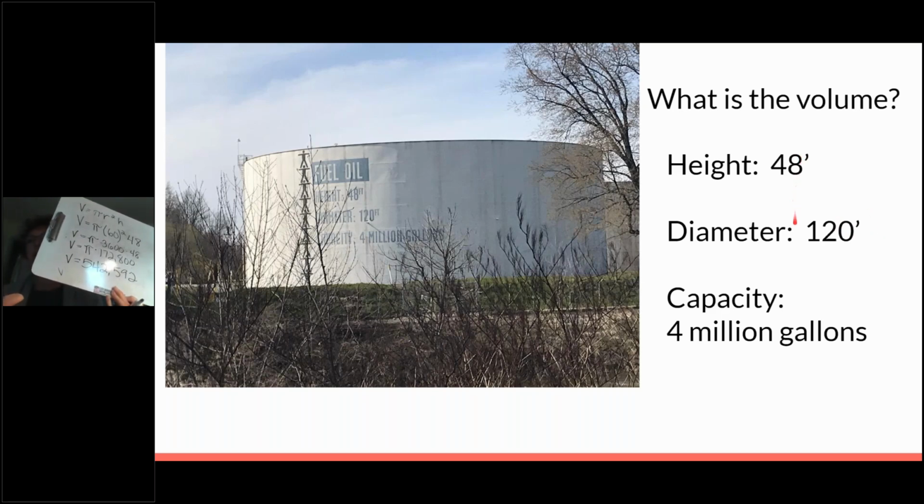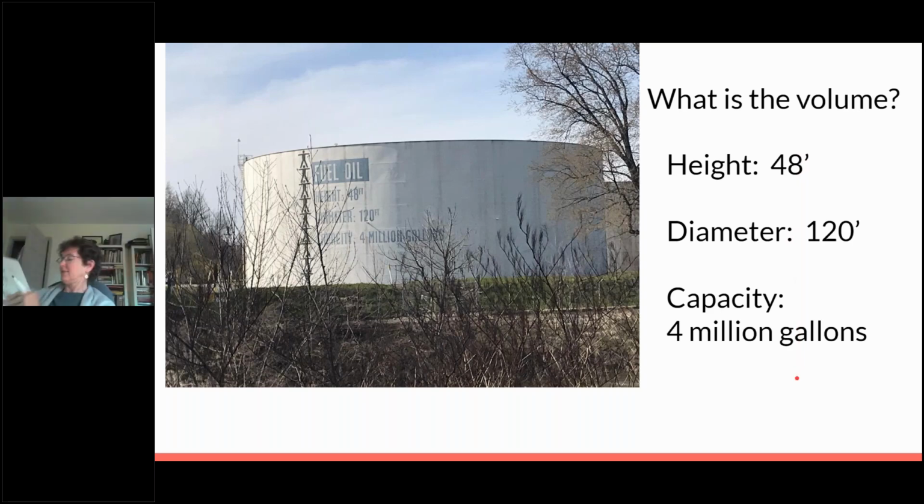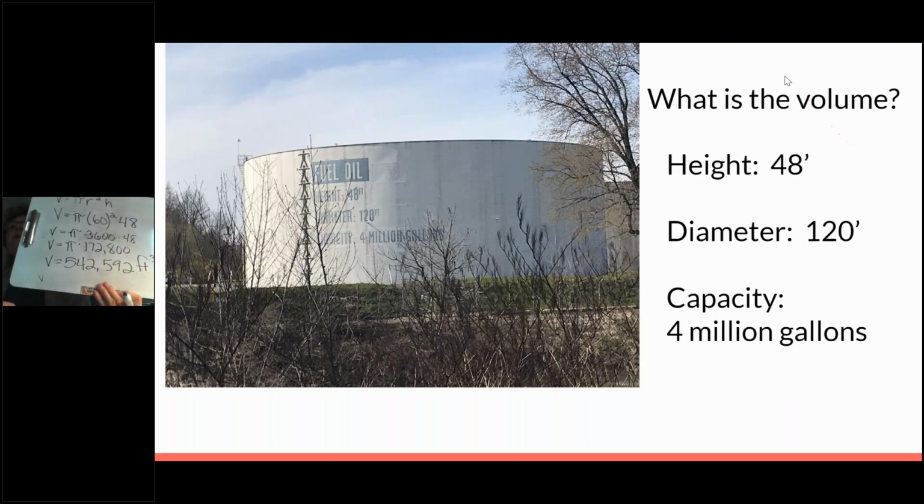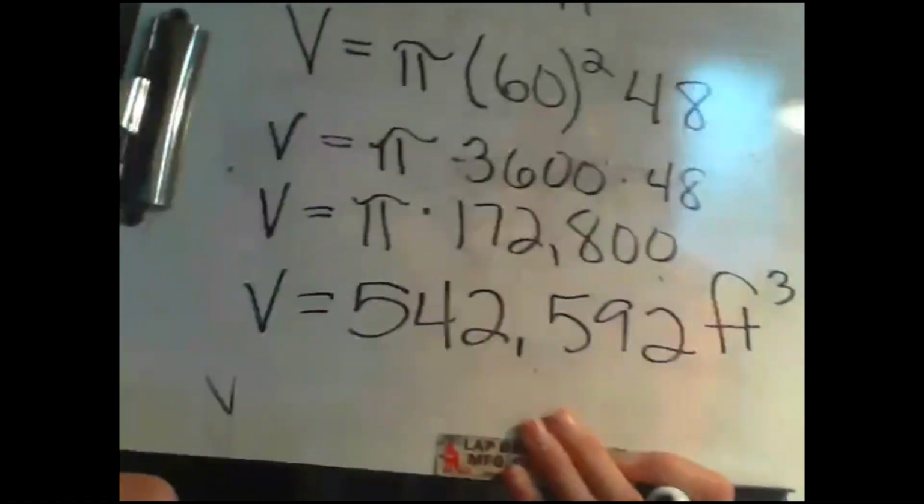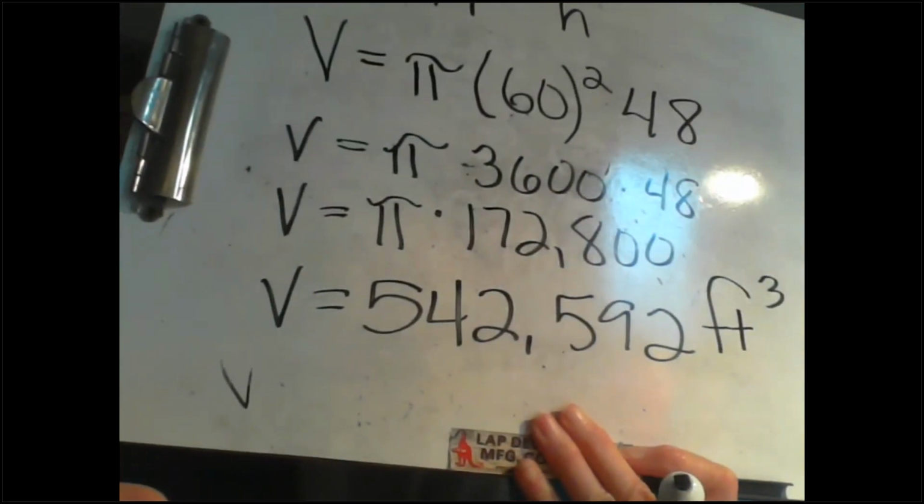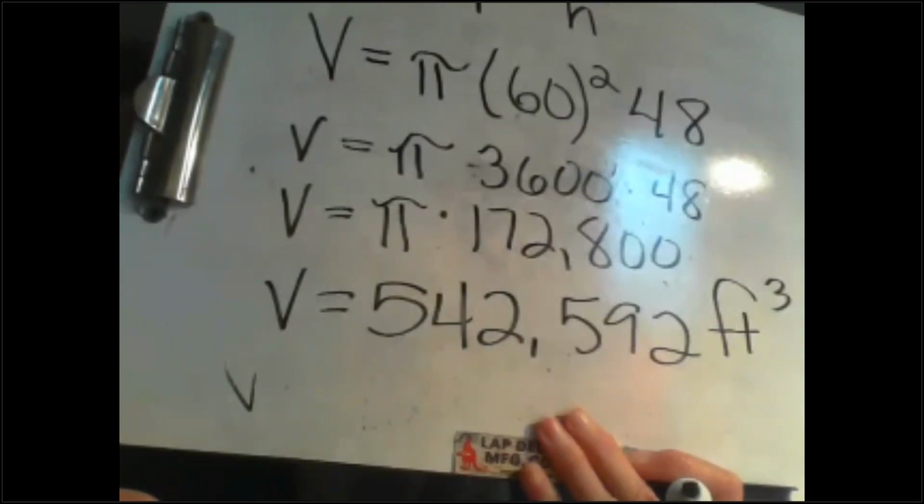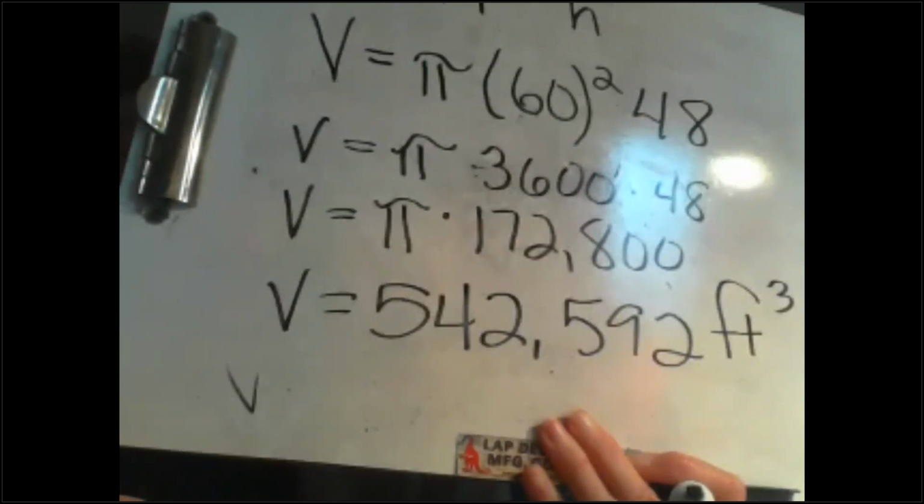So our volume, which we write instead of feet squared, is feet cubed. Why is it feet cubed? What makes it feet cubed?